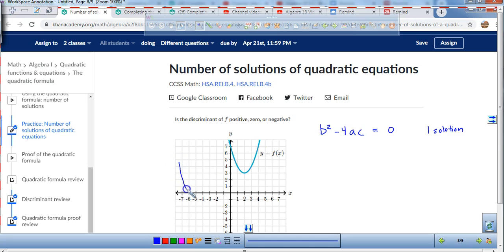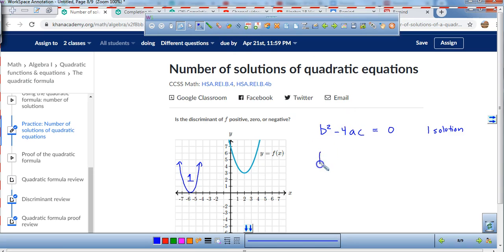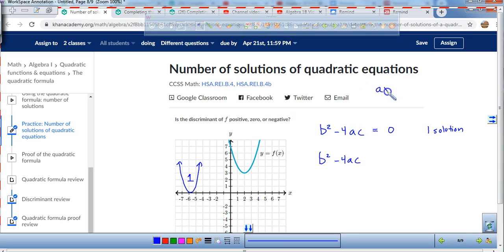The parabola will come down and just touch the x-axis one time. So that's one solution. We'll call that 1. Now, some of you are wondering, what is b squared minus 4ac and where does it come from? It comes from ax squared plus bx plus c equals 0, which we talked about in the quadratic formula video.